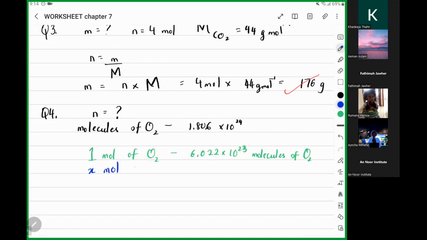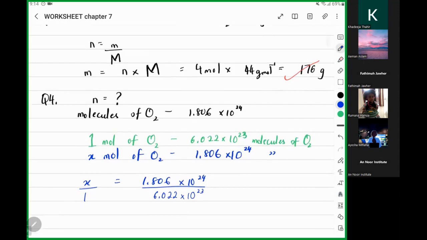X mole of oxygen has 1.806 into 10 to the power 24 molecules of oxygen. This is the question. If 1 mole is this, now you know that. So X mole is this. That's what they ask. So in fact, it will be X over 1 equals 1.806 into 10 to the power 24 divided by this.